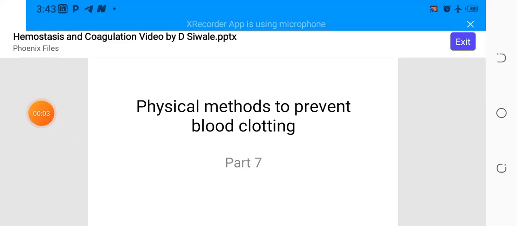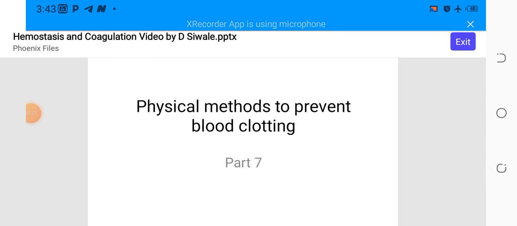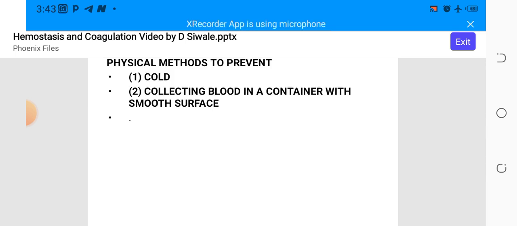Lastly, let's look at the physical methods to prevent blood clotting. Physical methods to prevent blood clotting include cold and collecting blood in a container with a smooth surface. What about cold? Reducing the temperature to about 5 degrees Celsius will delay the coagulation of blood. And then collecting the blood in a container with a smooth surface, like a silicone-coated container, prevents clotting.